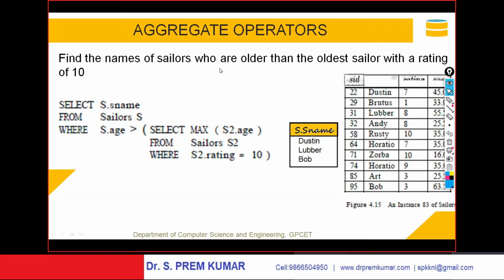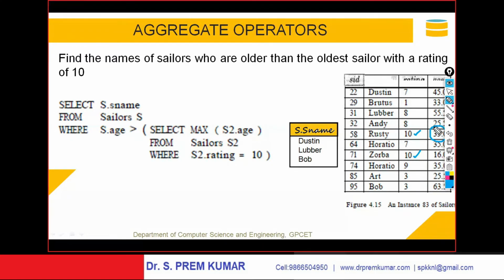Find names of sailors who are older than the oldest sailor with a rating of 10. Listen to the question carefully, it is a tricky question. Observe carefully: the rating 10 is with Rusty and Jorba. Jorba is 16 years, and Rusty is 35 years. The oldest sailor is 35 years.